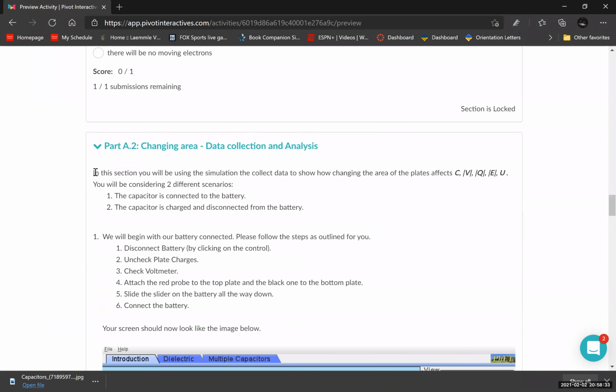Here's then what we're going to be doing. This is data collection and analysis. In this section, you will be using the simulation to collect data to show how changing the area of the plates affects C for the capacitance, V for the voltage, Q for the charge, E for the electric field, and U for the energy. All of those parameters we want to explore: how will they change if we change the area?